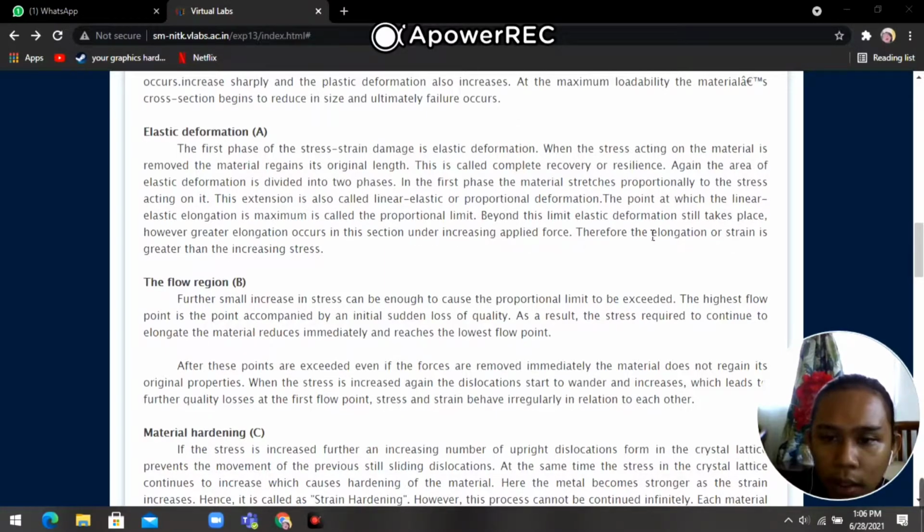Beyond this limit, elastic deformation still takes place. However, greater elongation occurs in this section under increasing applied force. Therefore, the elongation or straining is greater than the increasing stress.